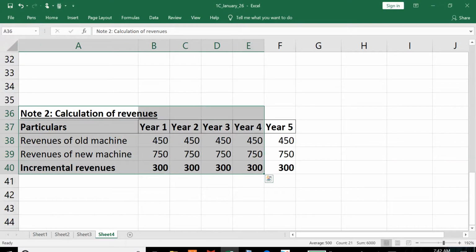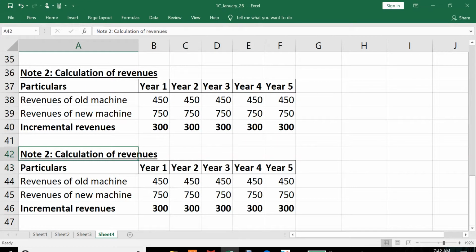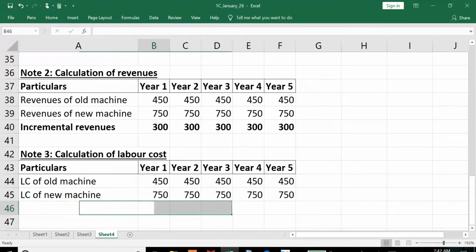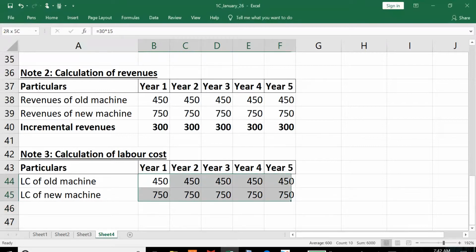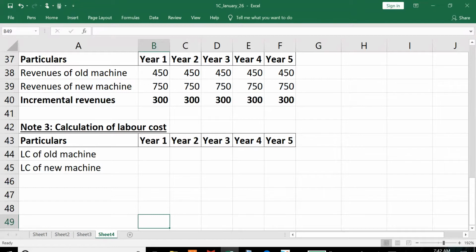Note 3, what was note 3 for? Calculation of labor cost. Labor cost of old machine, labor cost of new machine, and whether it is saving or cost will come in some time.